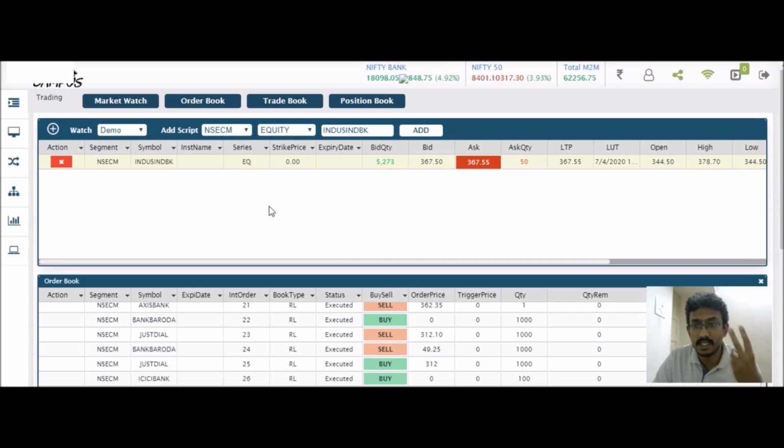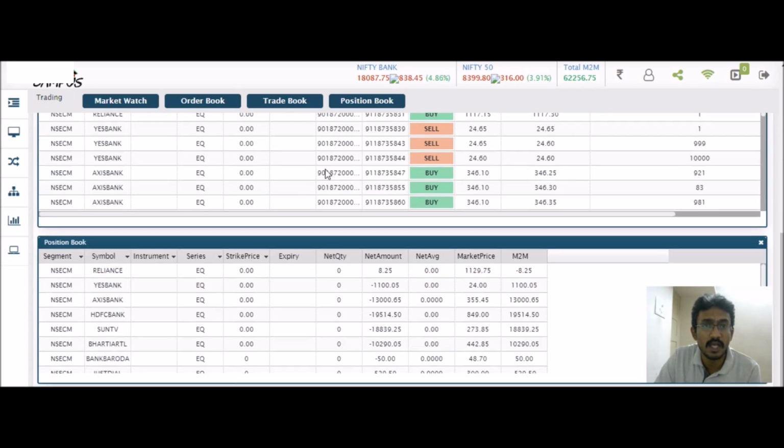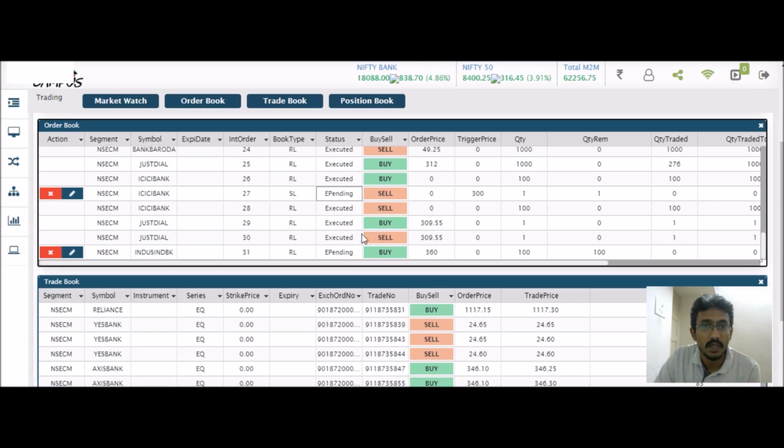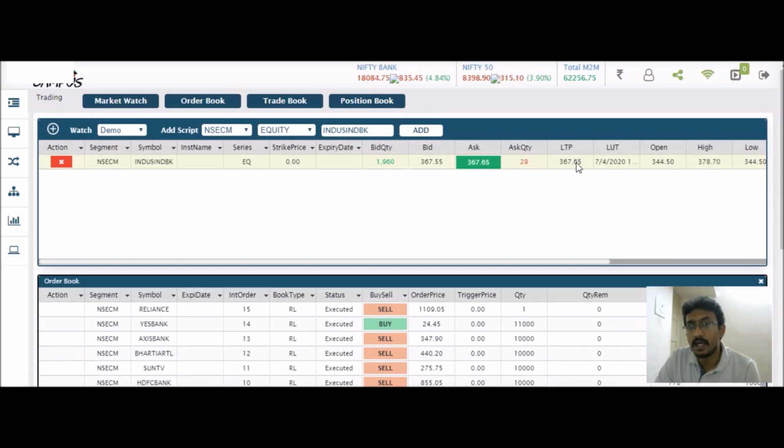How do we check? The next step, after placing the order, is to go to the order book. Click on the order book and check whether this particular order has got executed or not. Go to the last line. There are many orders you can already see there. The last line says 100 units of IndusInd Bank. We are trying to buy at 360 rupees. The order did not get executed, because the current market price is 367 and we are interested in buying at 360. So the order will not get executed.